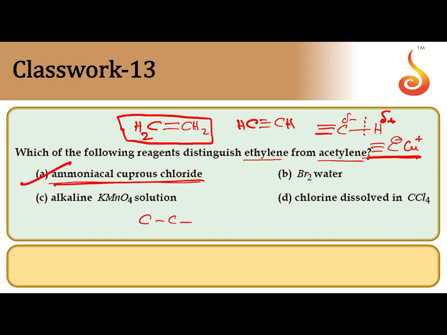If it is a non-terminal alkyne, because of the absence of acidic hydrogen, that also cannot give a positive test with ammoniacal cuprous chloride or Tollens reagent. So only terminal alkynes can react with ammoniacal cuprous chloride to give a red colored precipitate, and Tollens reagent to give a black colored precipitate.